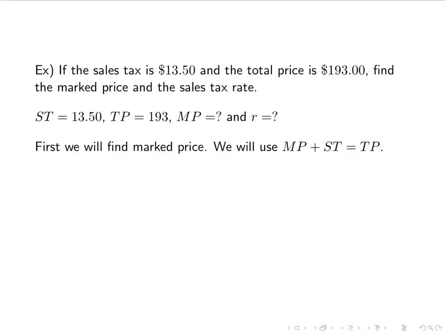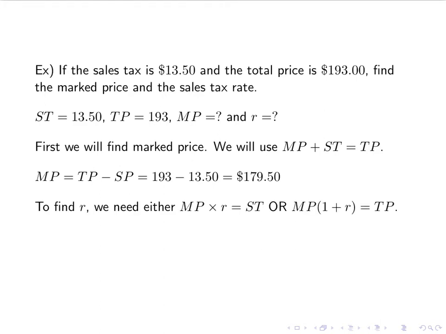So we're going to start with the marked price. We have an equation that involves ST, TP, and MP, so we'll use it. Again, that's marked price plus sales tax equals total price. So the marked price will then be the total price minus the sales tax. That should be a T, not a P. That's going to keep changing though, so just remember that should be sales tax ST. 193 minus 13.5 is 179.50. So the marked price is $179.50.